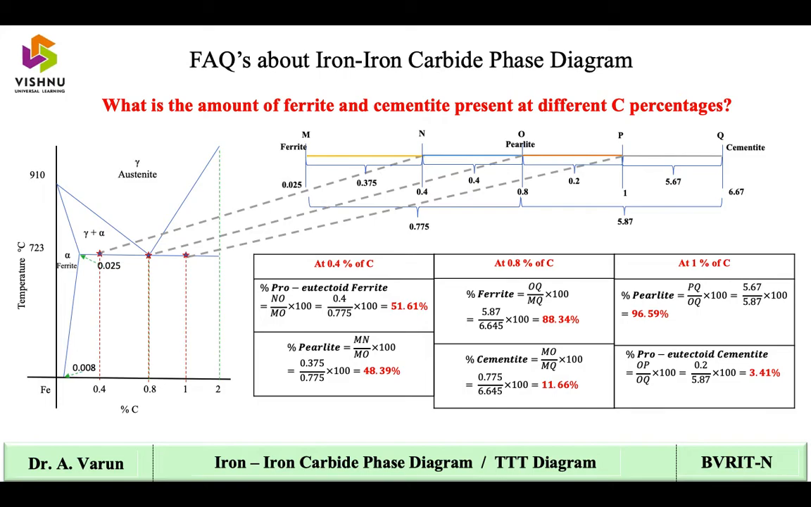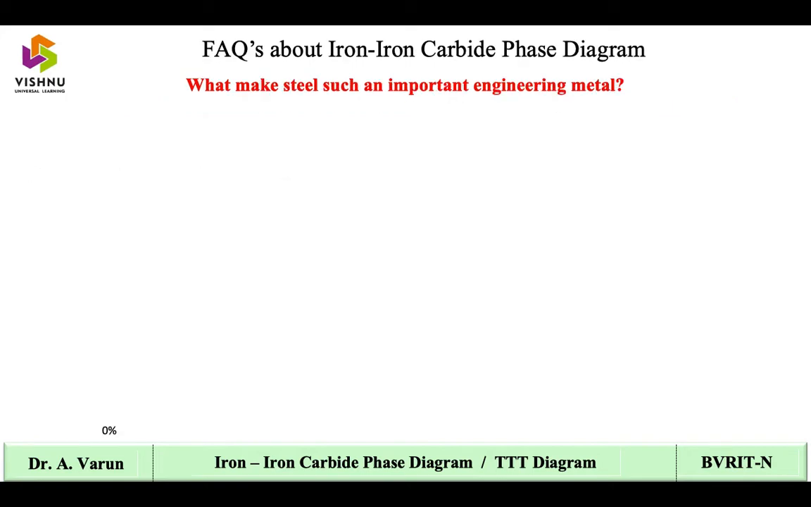diagram. And it is better if you can use a graph sheet, you will get the divisions possibly very close to the true equilibrium diagram. Now the next important question which we all must answer is what makes steel such an important engineering metal. So I'll give one of the reasons based on the previous calculations that we have already done.